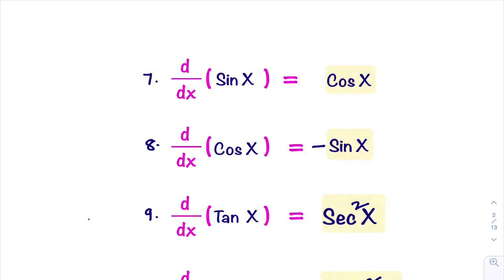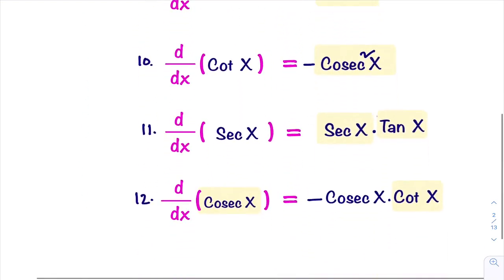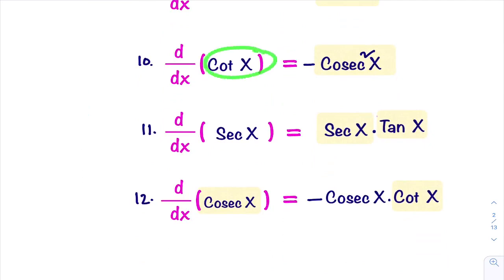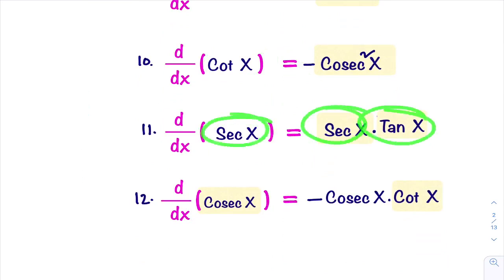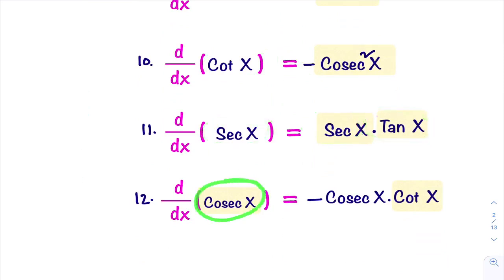Now we will see the next 3 formulas. Derivative of cot x is minus cosecant square x. Derivative of secant x is secant x into tan x. Derivative of cosecant x is minus cosecant x into cot x. You need to memorize all these formulas.